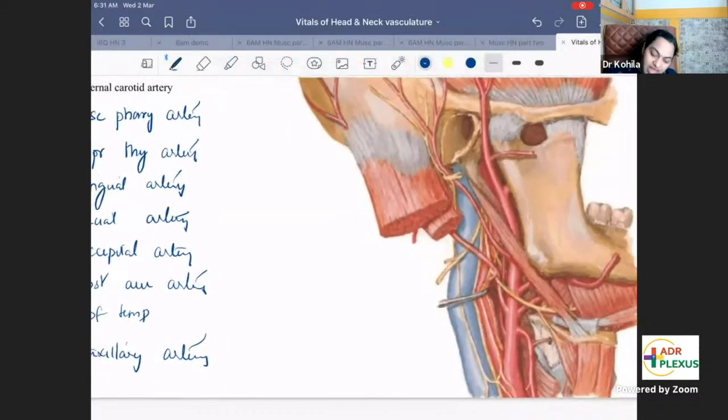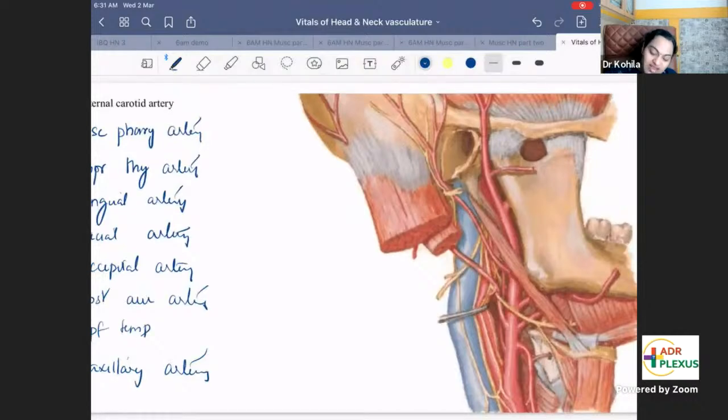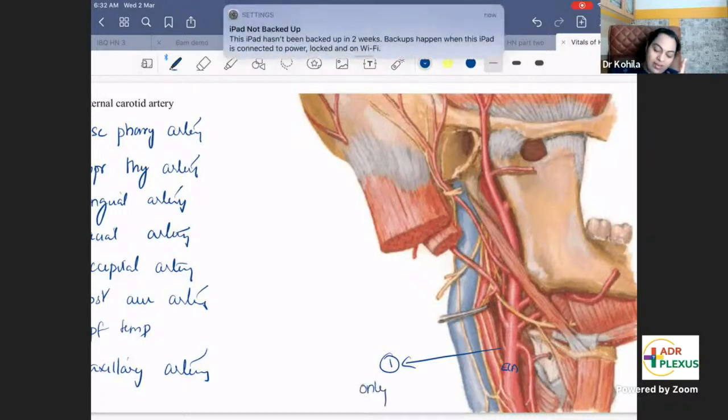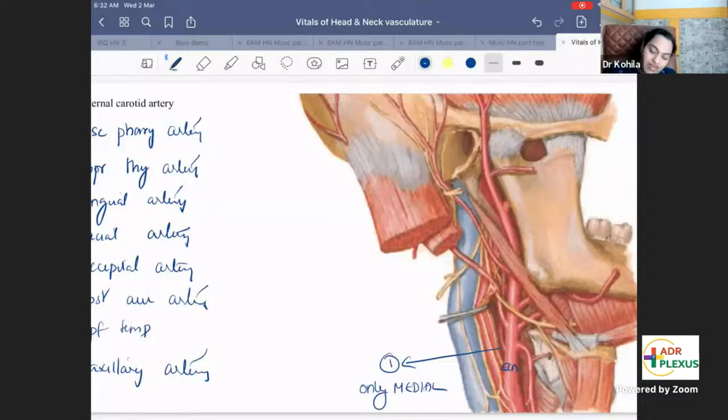Let's identify the branches here. So where is the ascending pharyngeal artery? Number 1. You saw the external carotid. This one here is the ascending pharyngeal artery. Only one interesting point about it, anyone knows? That's the only medial branch coming from the external carotid artery. Okay, it's small, but it has a long course. It goes all the way to supply the pharynx, palate, and it also provides meningeal and tympanic branches.